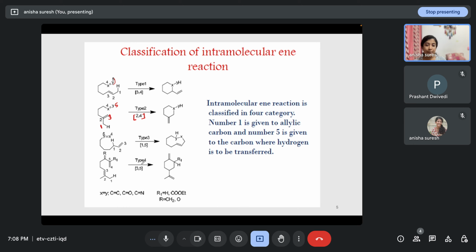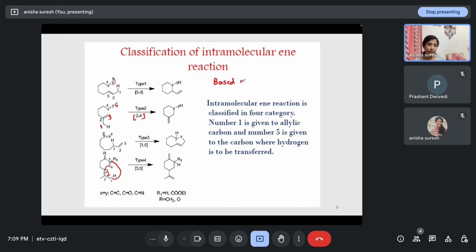And in this case, this is the type 4 where the tether is between carbon 3 and 5. So it will undergo ene reaction like this, and it will result in the formation of this final product. So as we have seen, this XY can be C double bond C, C double bond O, C double bond N, N double bond N, O double bond O, like that. Okay. So these are the classification of intramolecular ene reaction based on difference in the tethering atoms.